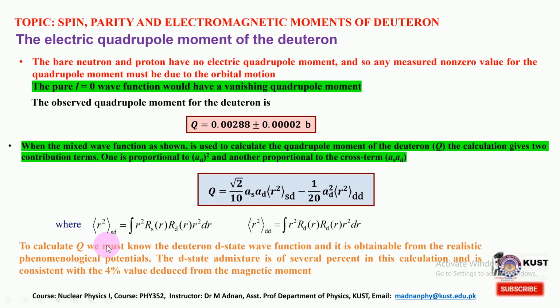Now to calculate this quadrupole moment, we must know the deuteron D state wave function, and it is obtainable from the realistic phenomenological potential that we will be discussing in the coming few lectures. The D state admixture of several percent from this calculation is consistent with the 4% value deduced from the magnetic moment. So as I told you, to construct the wave function for the deuteron, we need to write it as a superposition of the L equal to 0 and L equal to 2 states.